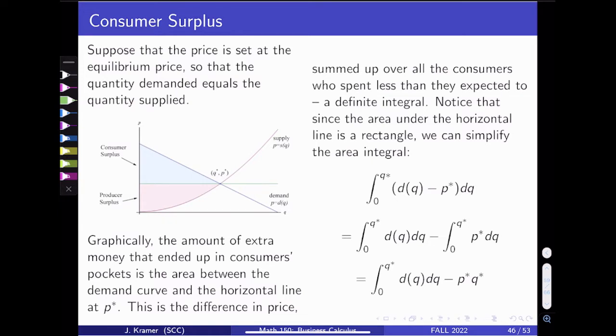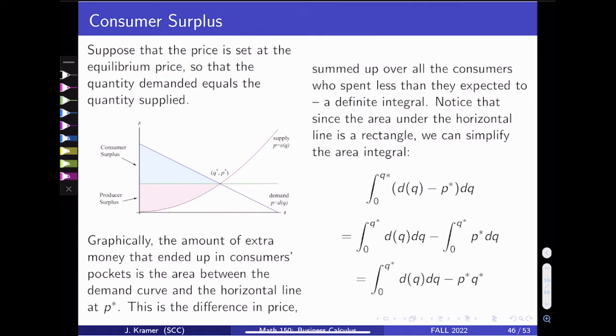quantity supplied. Graphically, the amount of extra money that ended up in consumers' pockets is the area between the demand curve and the horizontal line. So we're looking at this blue triangle in this graph. This is the difference in price summed up over all the consumers who spent less than they expected, a definite integral. Notice that since the area under the horizontal line is a rectangle, we can simplify the area integral.